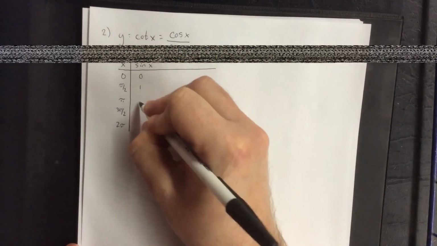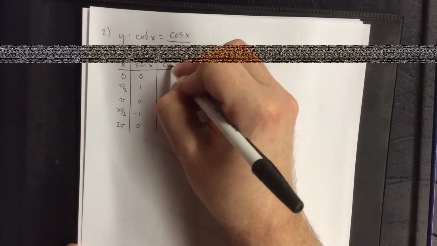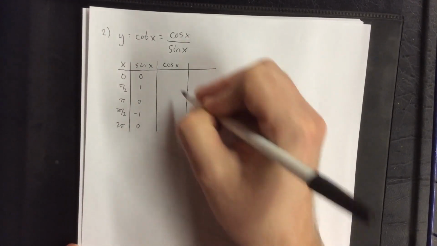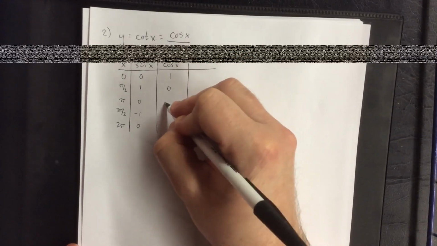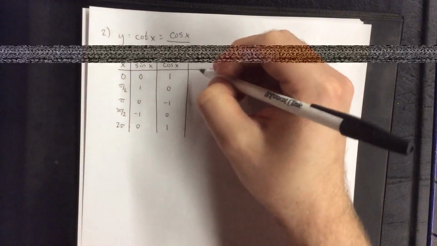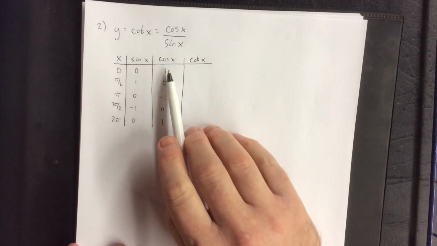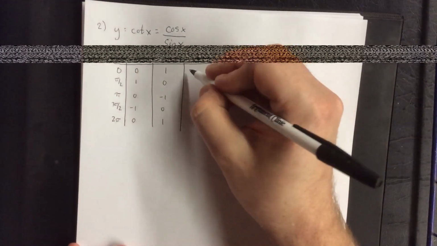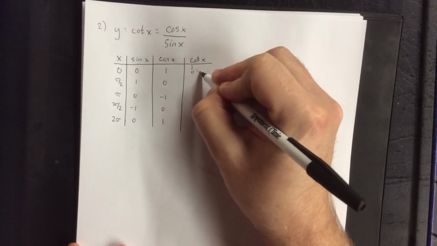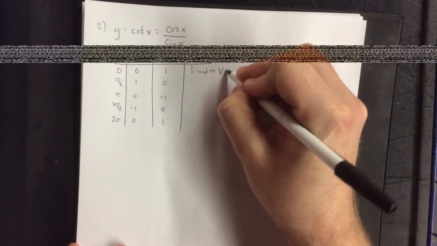Sine of x will take on the values, same as they did before. Cosine will take on the values 1, 0, negative 1, 0, and 1. So the cotangent of x is going to be equal to the value of the cosine divided by the value of the sine. At x equals 0, this would be 1 divided by 0. 1 divided by 0 is undefined, and just like the tangent, it is going to show up as a vertical asymptote.